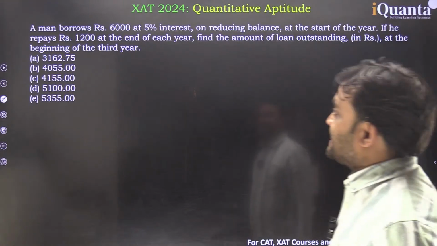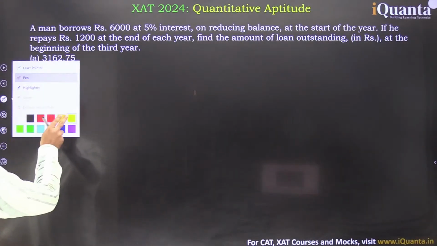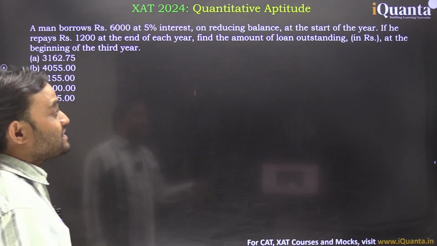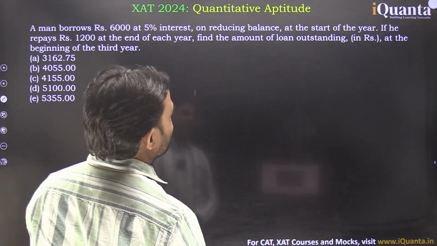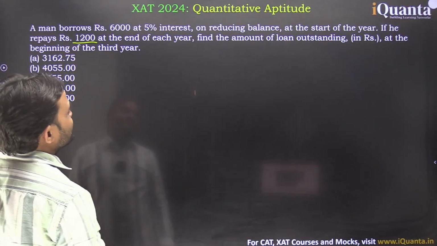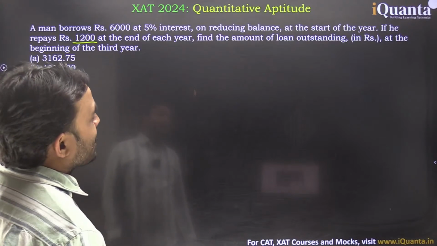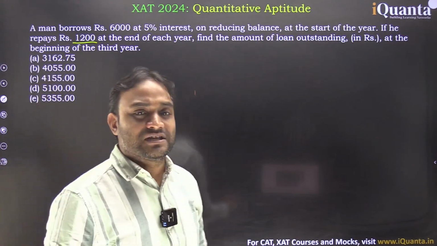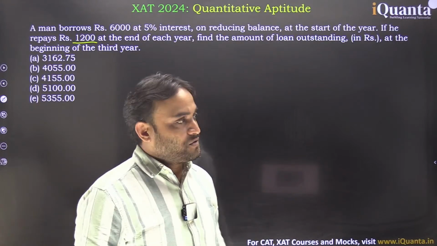What's your answer? C. Okay, let's check this. It says a man borrows 6,000 at 5% interest on reducing balance at the start of the year. If he repays 1,200 at the end of each year, find the amount of loan outstanding at the beginning of the third year. At the beginning of the third year means after 2 installments.